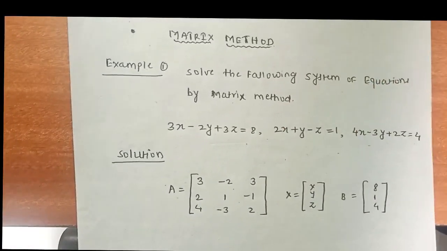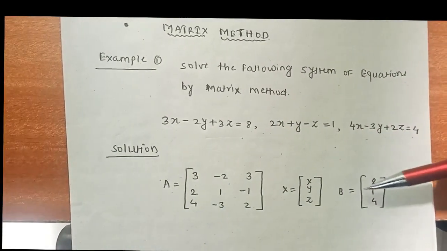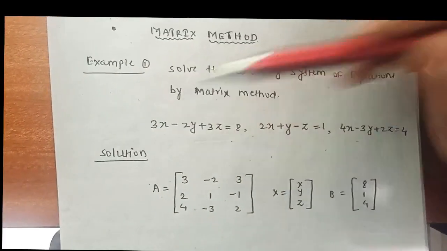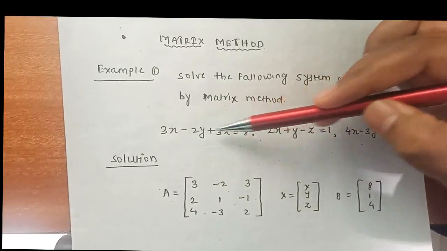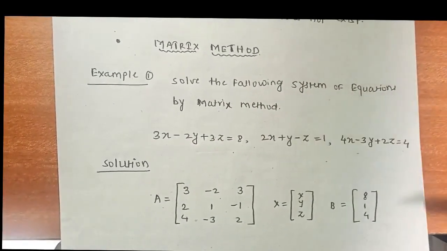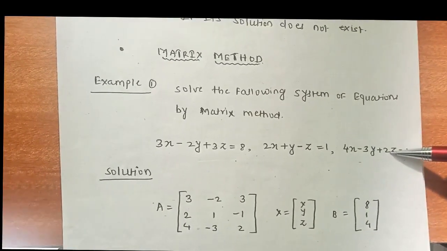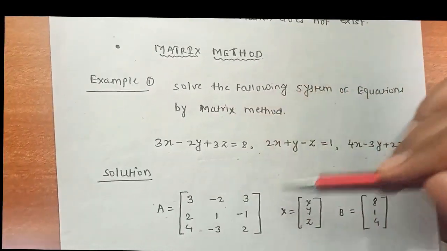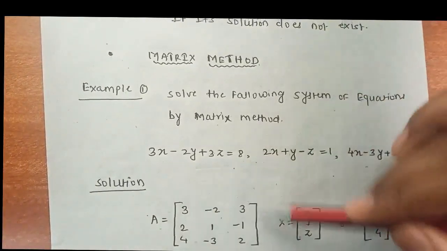If 3 equations are given, then you have to find the A matrix, X matrix and B matrix. Now what is the A matrix? All the coefficients of the variables. 3, minus 2 and 3 are the coefficients in the first equation; 2, 1 and minus 1 in the second equation; 4, minus 3 and 2 in the third equation. From these 3 you will get the 3 rows respectively: 3, minus 2, 3; 2, 1, minus 1; and 4, minus 3, 2. So I get the A matrix.